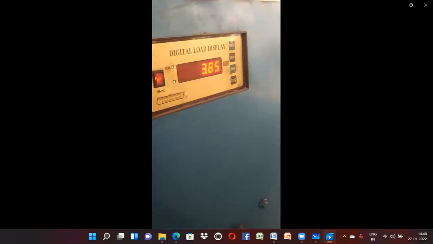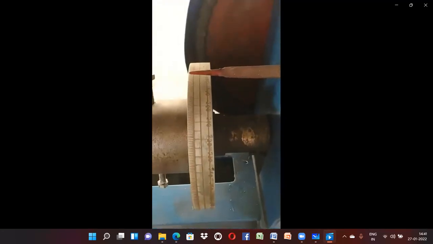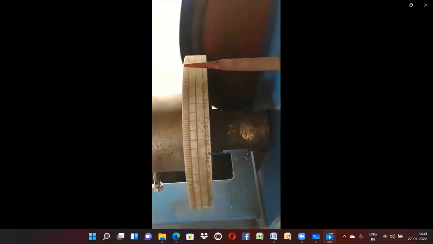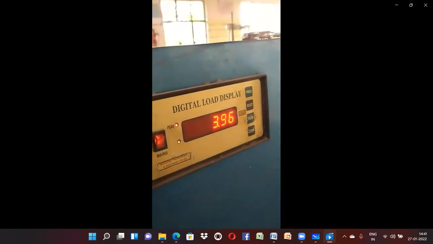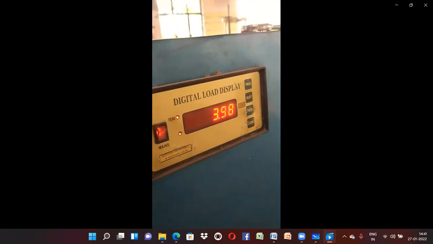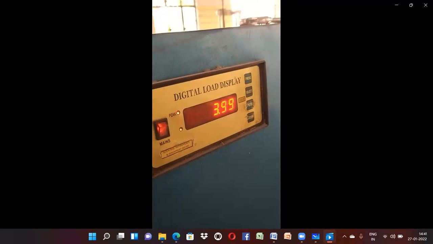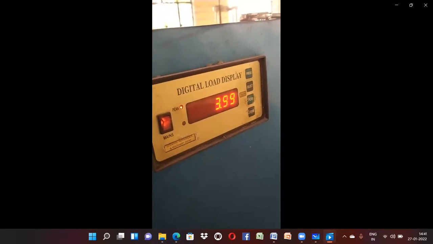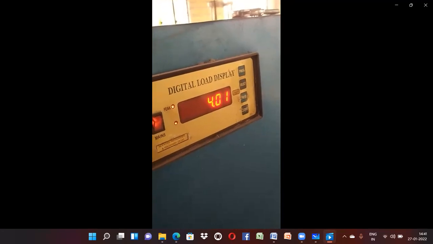Here we have to select the readings of these dials at which the job is broken, and we have to select the load, the breaking load, from the digital display device itself. Thus the operation will be complete, and these two values will be used to calculate the radius of gyration of the workpiece itself. Thank you.